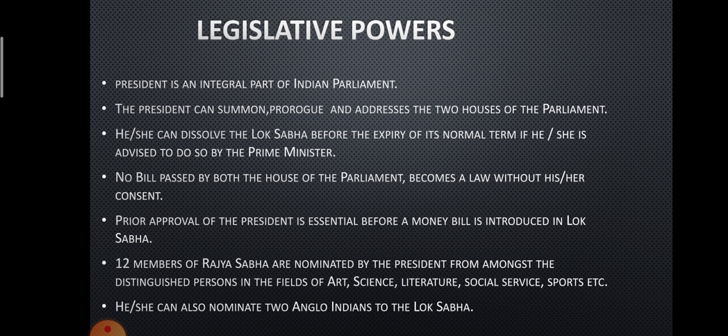She or he can also nominate two Anglo-Indians to the Lok Sabha. You know, the Lok Sabha has 545 members. Out of 545, 543 are elected directly throughout the country, and two Anglo-Indian members are nominated by the President. The nominated members of Rajya Sabha and Lok Sabha, the two members of Lok Sabha and the 12 members of Rajya Sabha, do not participate in the presidential election.